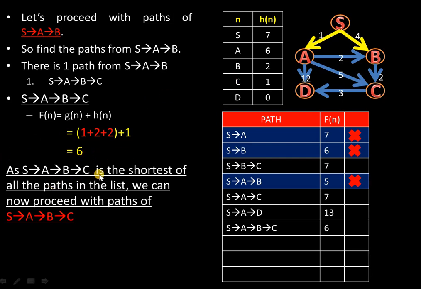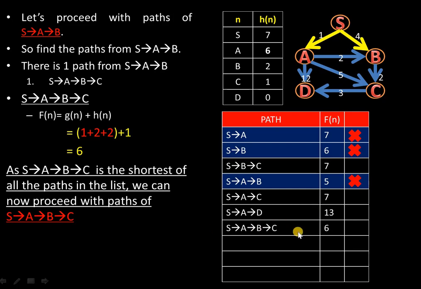As S to A to B to C is the shortest of all the paths in the list, check which is the shortest. S to A to B to C is the shortest because it has a value 6, while the others are 7, 7, 13. So among the list, which is the shortest? S to A to B to C. So as the newer one, S to A to B to C, is the shortest of all the paths in the list, we can now proceed with this path.